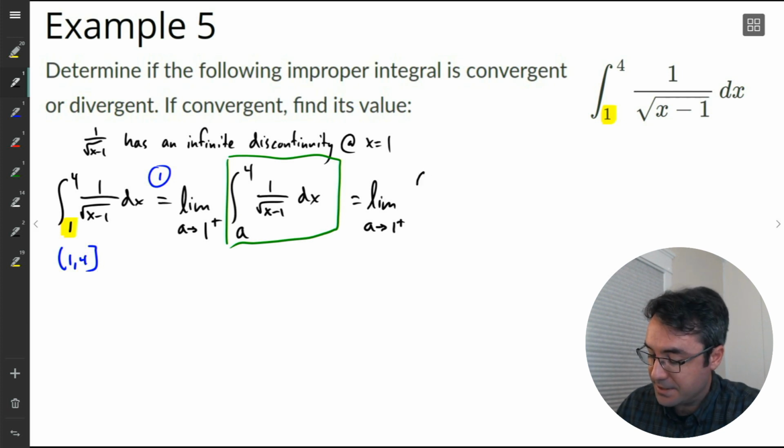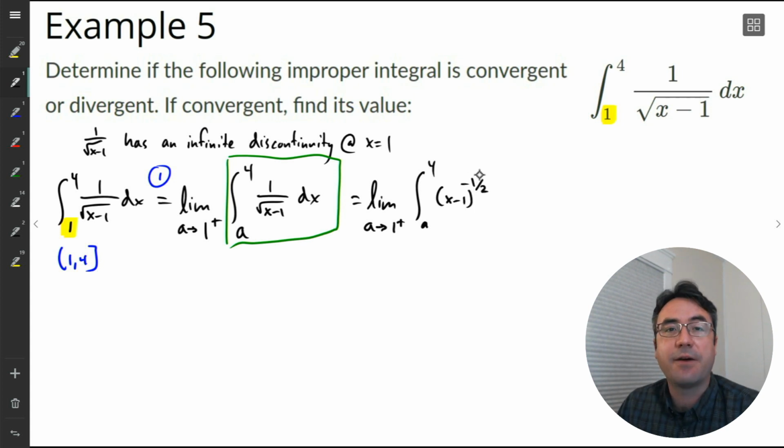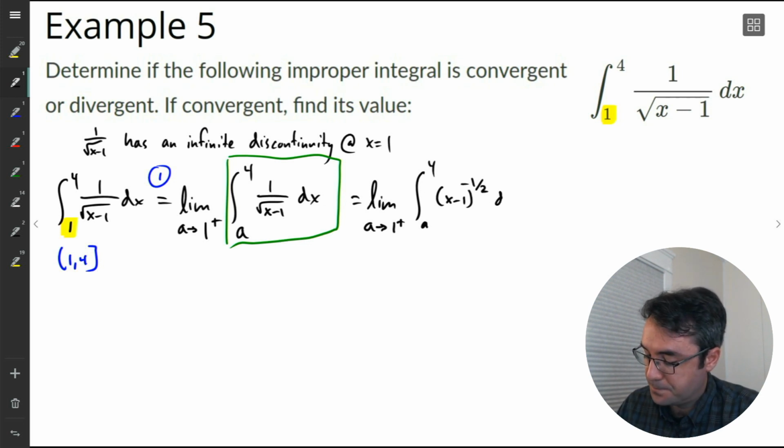So to help with that, let's rewrite that as x minus 1 raised to the negative 1/2 power. So the 1/2 converts the square root into a power function, and then the negative deals with the fraction. This is just a much easier form to identify what the antiderivative is going to be. And that's what we do next. So let's get the antiderivative.